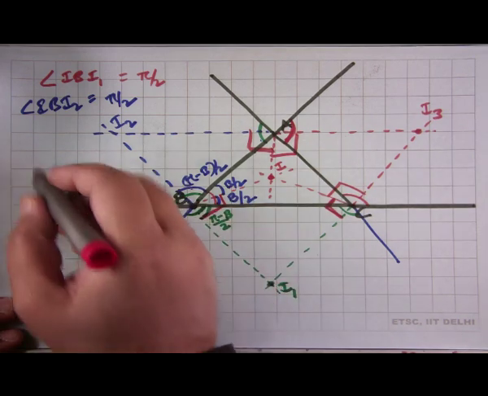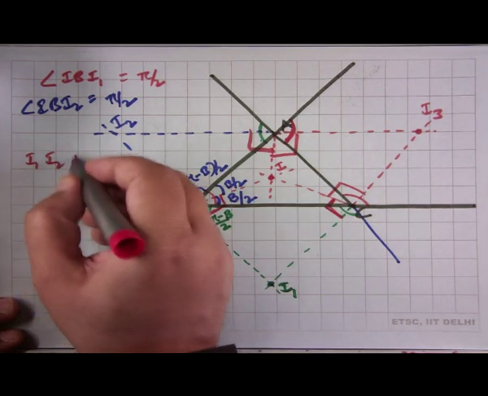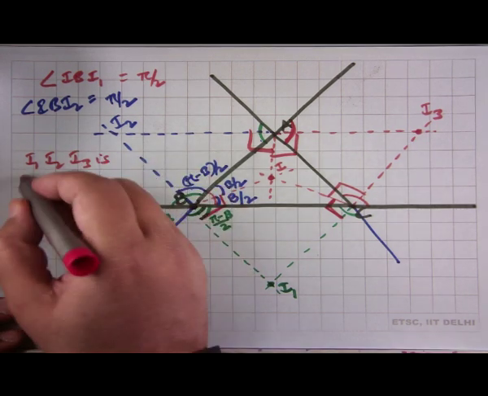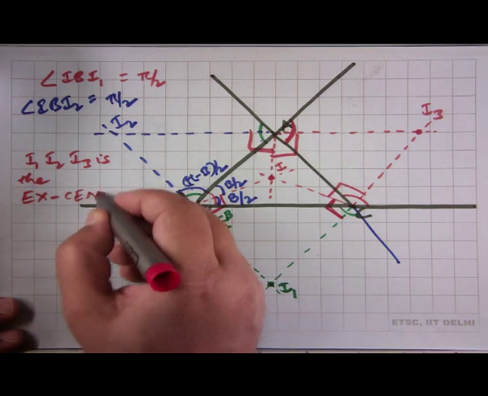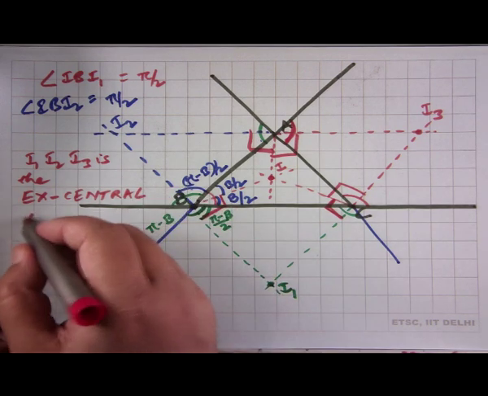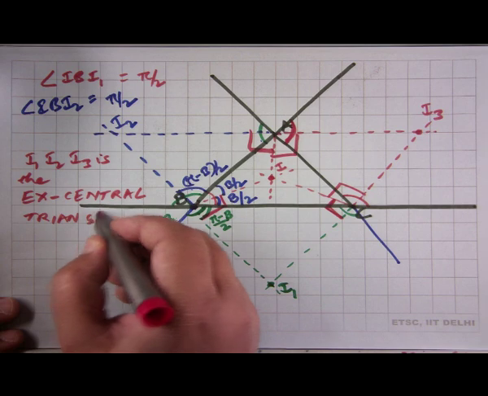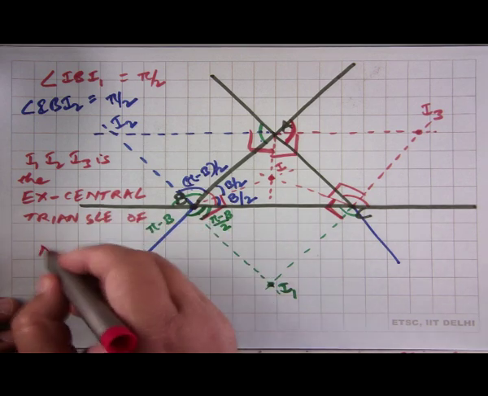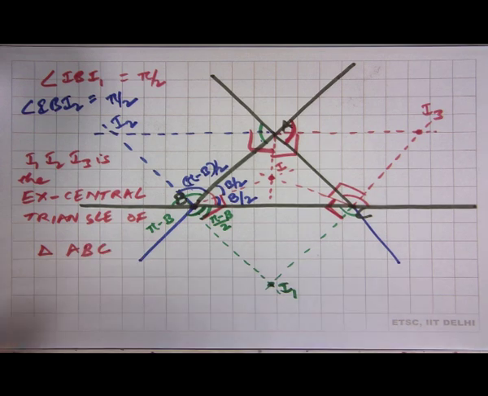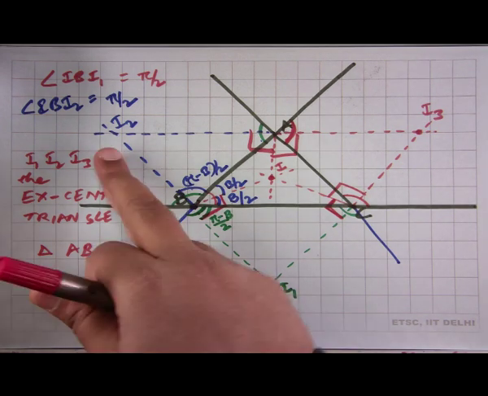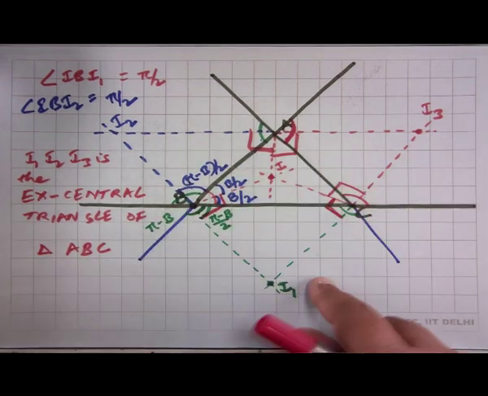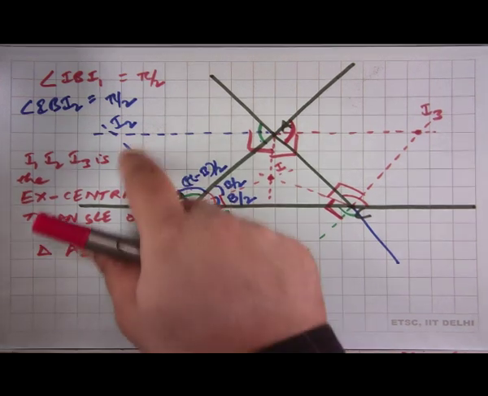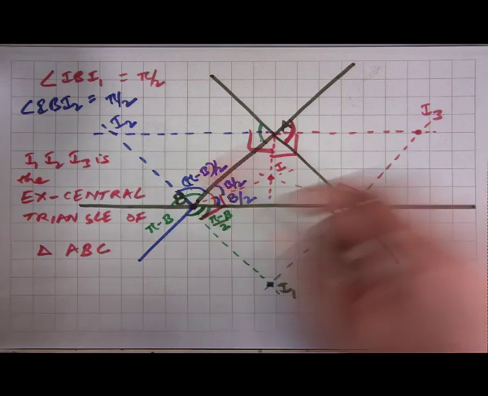So, I1 I2 I3 is the excentral triangle of triangle ABC. Our interest now will be to find the lengths of the sides of this excentral triangle, and also the measures of the three angles of this excentral triangle.